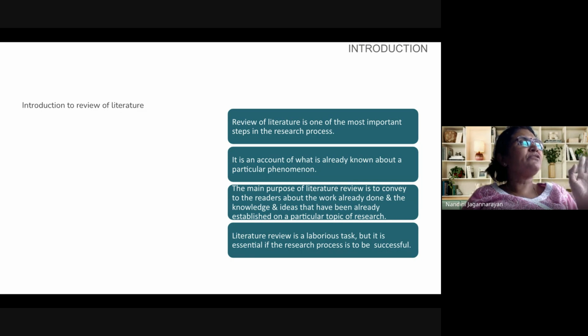I said mutual fund as a preferred investment avenue among Chembur residents. Among the middle income group, they have not studied. So I have chosen this topic. Okay.